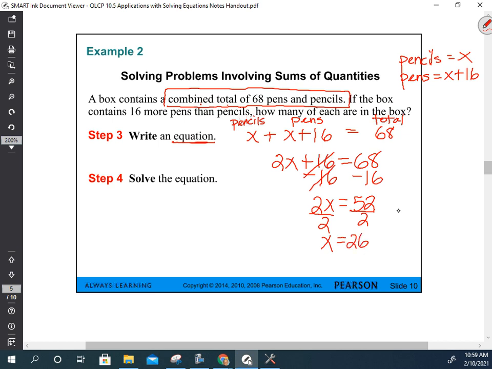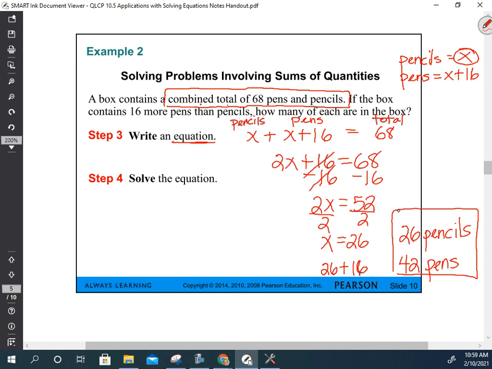All right, so X equals 26. Since the pencils were X, that means we have 26 pencils. So how many pens do we have? That means 26 plus 16 would be 42. You answered their question.